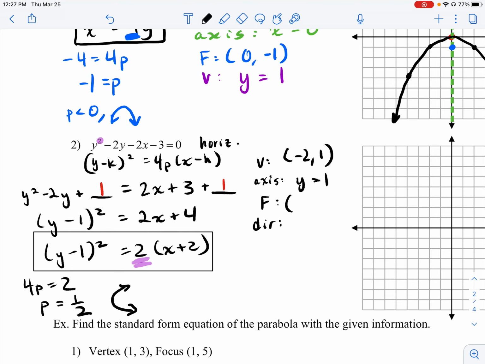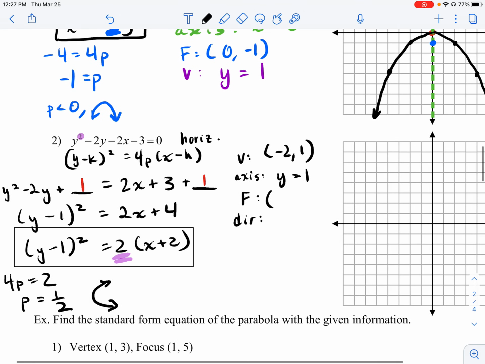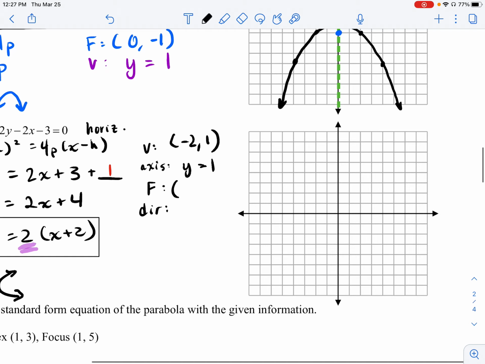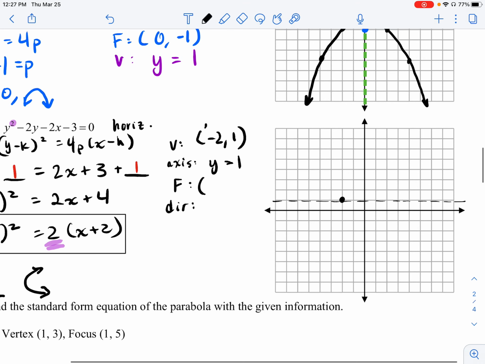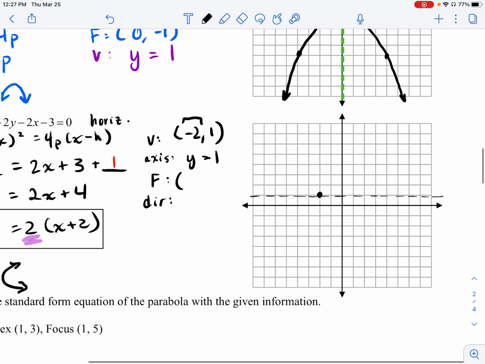Our focus, well, and perhaps I should graph this as I go along so we can see this. If our vertex was at (-2, 1), and I know that my axis of symmetry is here, y is equal to 1, and I know my parabola opens to the right, that means my focus then is going to be to the right of my vertex, which means I have to add +1/2 to my horizontal component, my x coordinate. So -2 plus 1/2 is going to be -3/2. And my y coordinate stays the same.